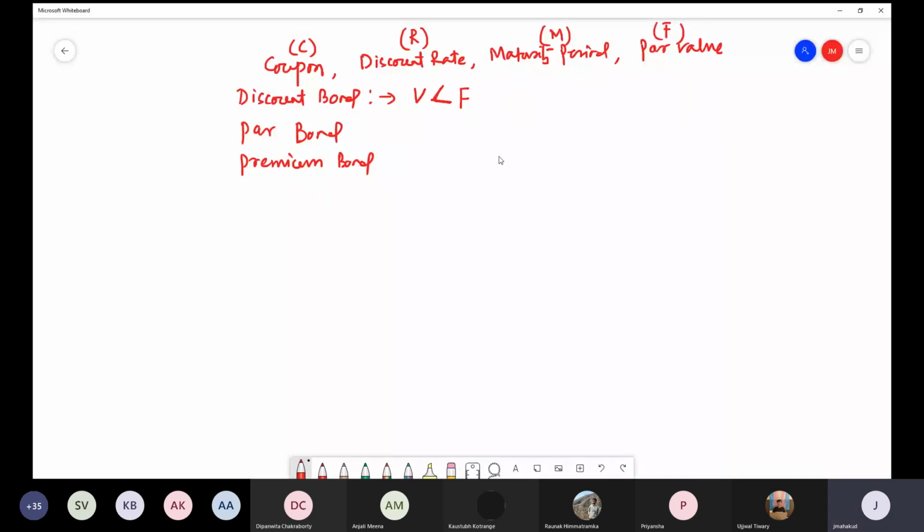Then when will this happen? This will happen when your coupon rate is less than, or greater than, the discount rate? The value of the bond will be less than the face value when the coupon is more than the discount rate or less than the discount rate?